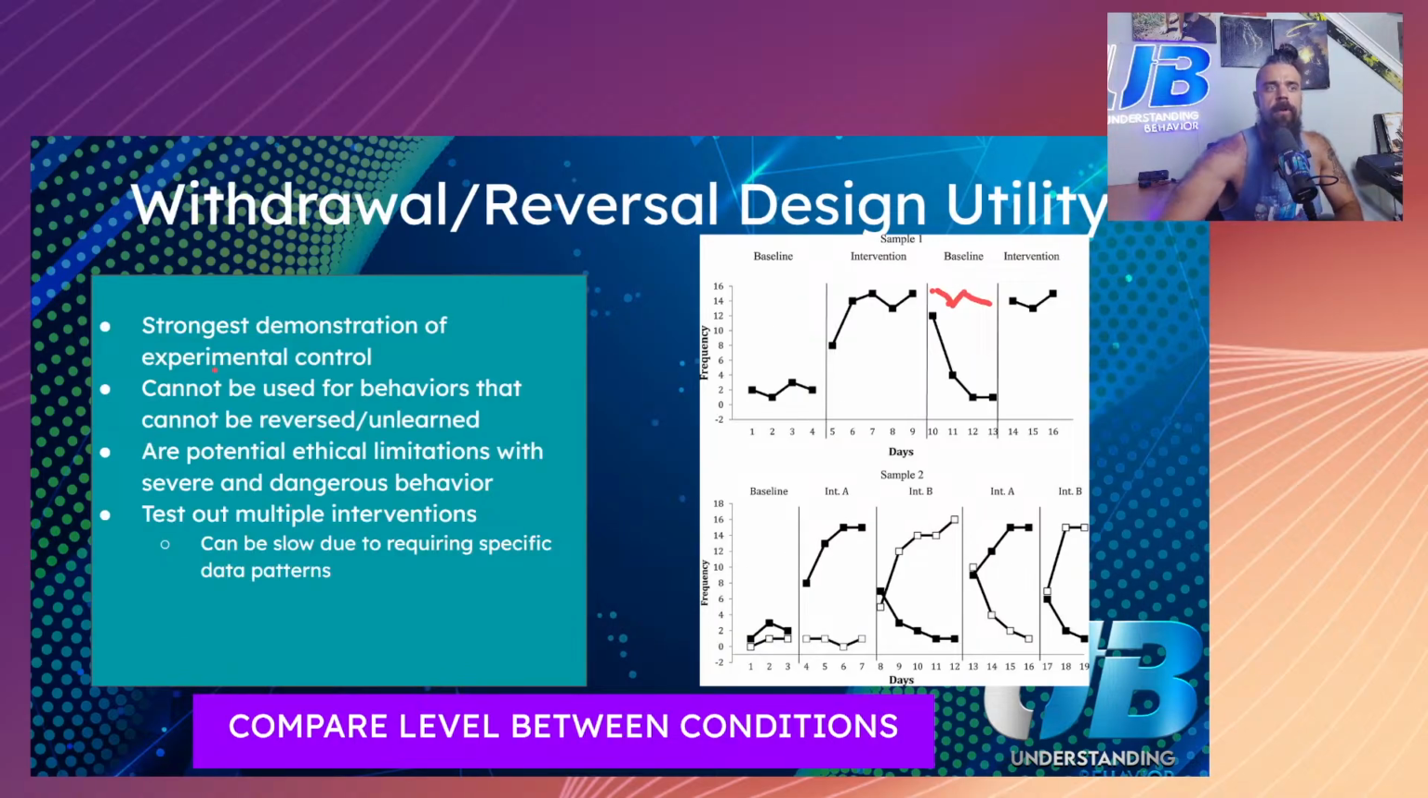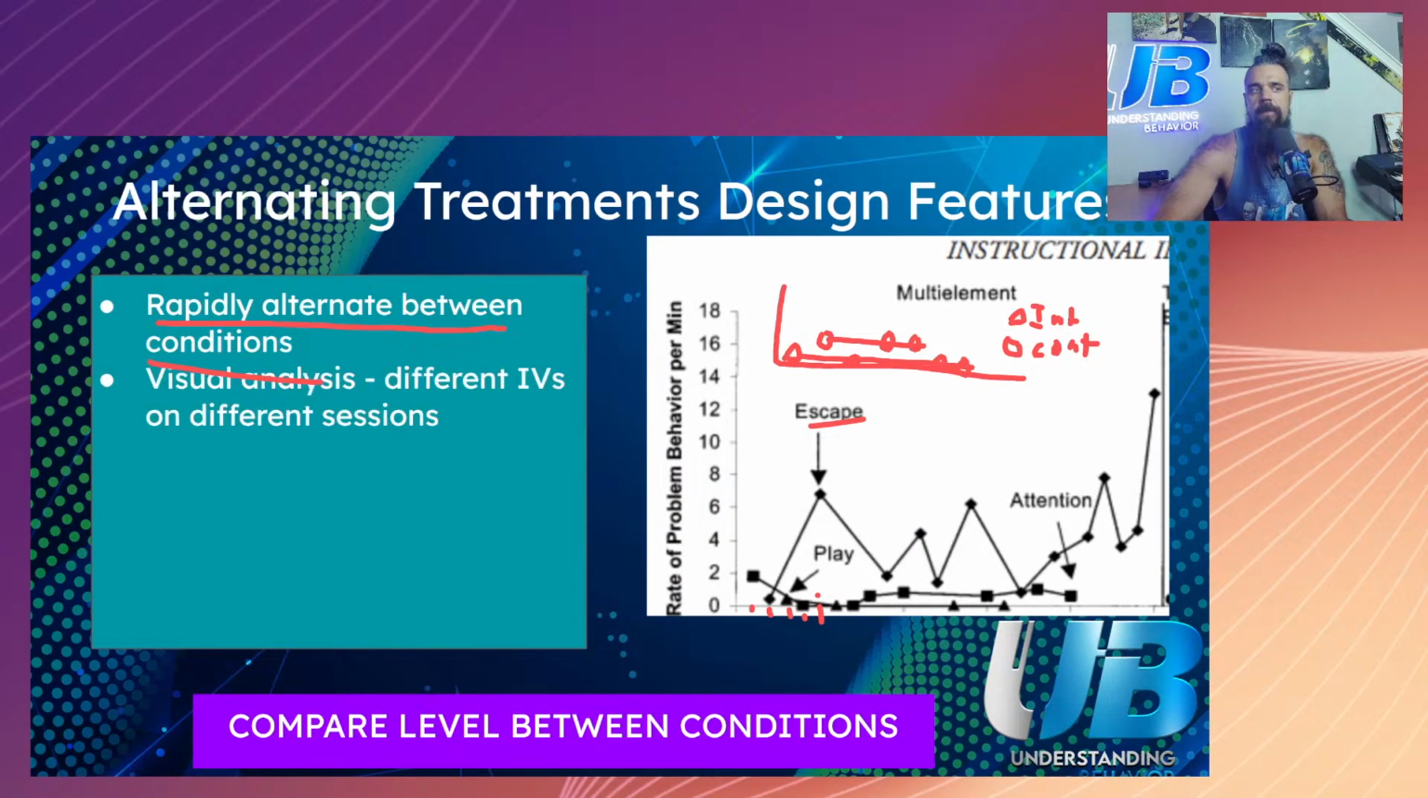Let's compare that real quick to our withdrawal design. In this withdrawal design, where we had 2 different behaviors, we note that we have 2 data points on every session. So this shows that these are 2 different behaviors and not 2 different treatments. Compared to, once again, our alternating treatments design, where every single session has a different treatment on it.